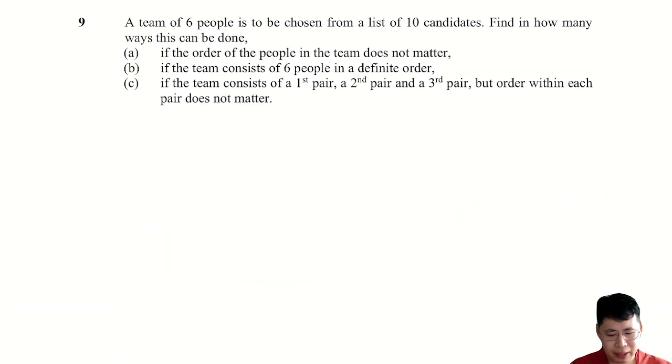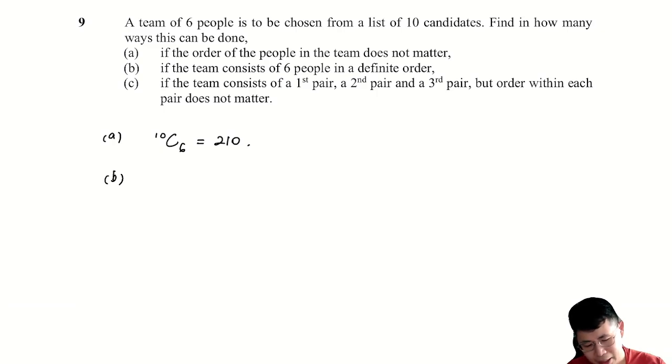So over here we have a team of 6 people to be chosen from a list of 10 candidates. Find in how many ways this can be done if the order of the people in the team does not matter. Okay, order of the people in the team does not matter. So this is just simply 10 choose 6, right? And this is going to be 210.